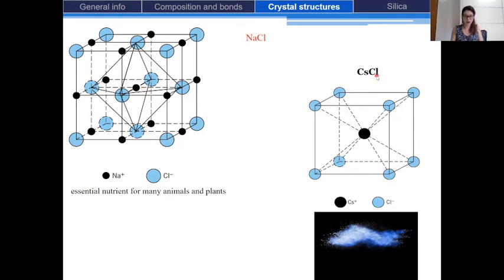In the case of cesium chloride, the structure is much simpler. So chloride is placed at each corner of this BCC crystal structure, and one cation of cesium is placed at the center of this BCC crystal structure.